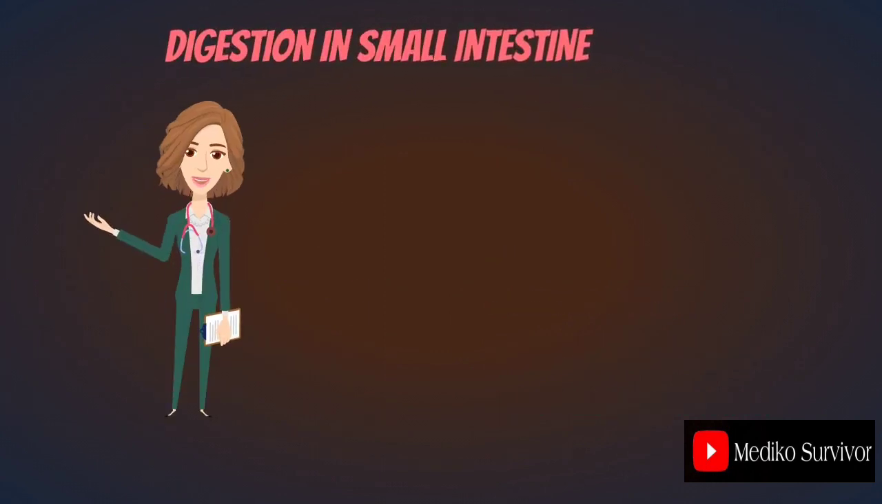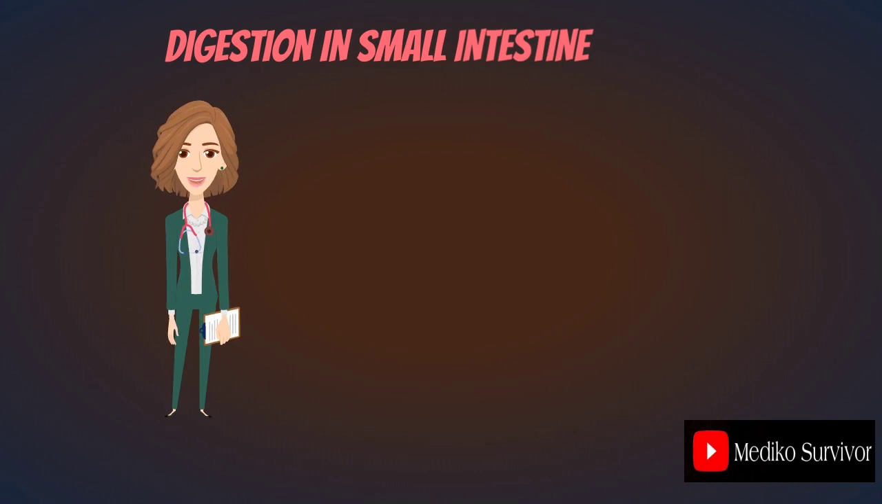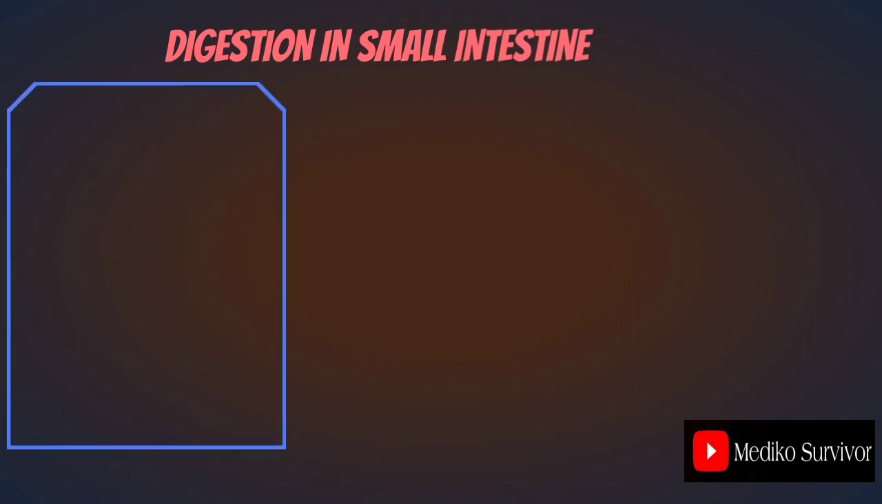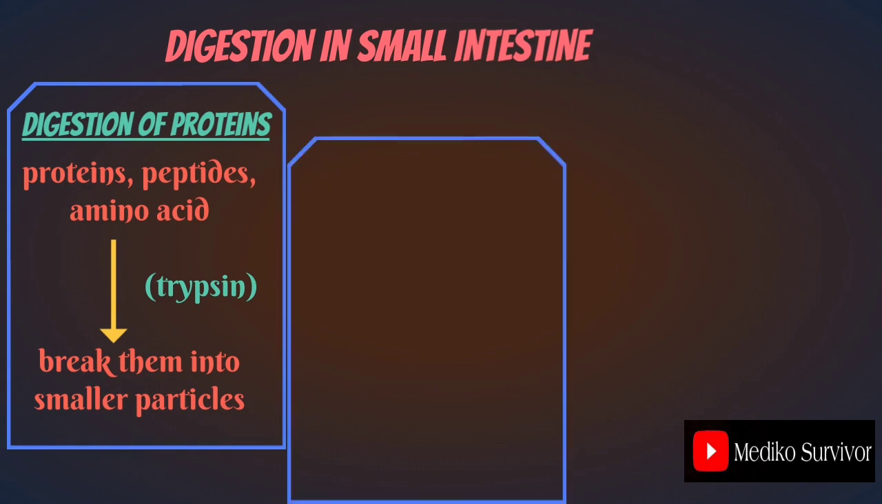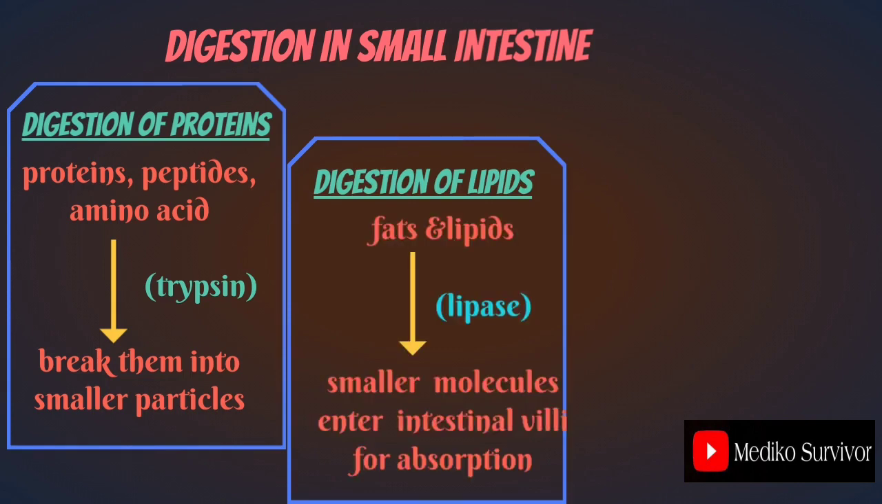Digestion in small intestine. The muscles of the small intestine mix food with digestive juices and push the mixture forward for further digestion. For digestion of proteins, peptides, and amino acids, trypsin enzyme is secreted by the pancreas and converts them into small particles. For lipids and fats, the pancreas secretes lipase to break them into glycerol and fatty acid for further absorption.